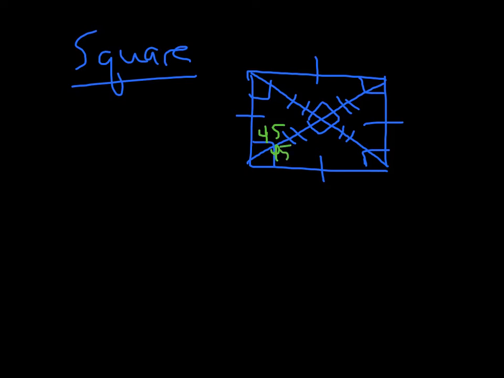Unlike a rectangle, those are not bisected. That means each of those angles where these dots are, all are 45 degrees. So these are all isosceles right triangles.